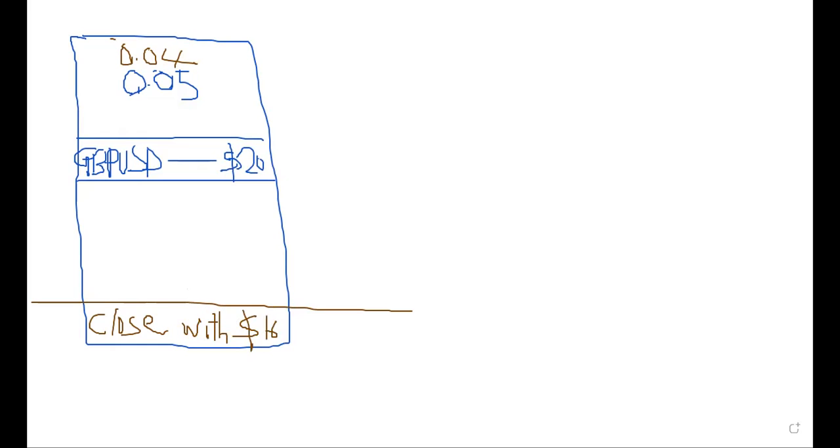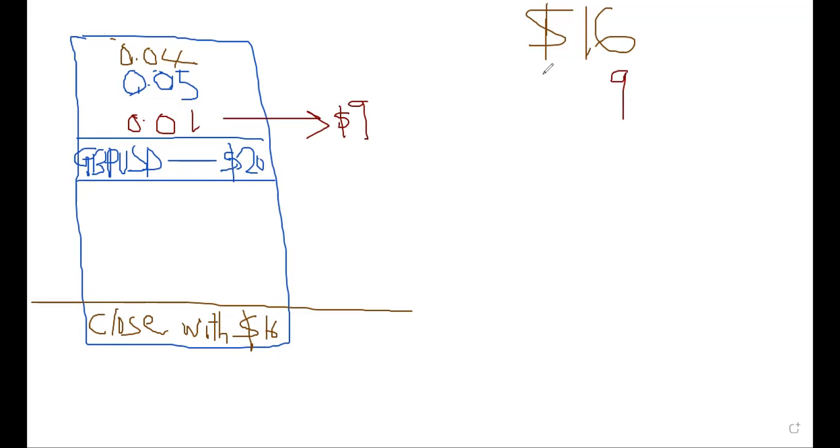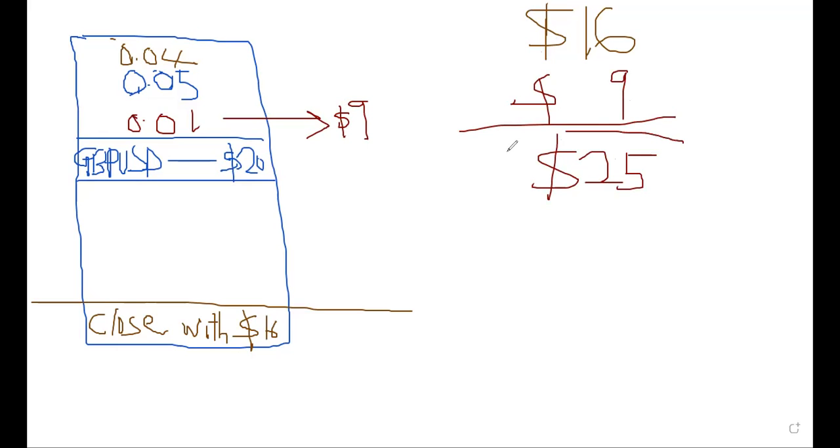In your profit margin, you have $16 waiting for you. And what is remaining? 0.01. This 0.01, you can leave to run. If eventually you make something like $9 on this, glory be to God, you can add this to your profits. And eventually, you can now go home with $25.